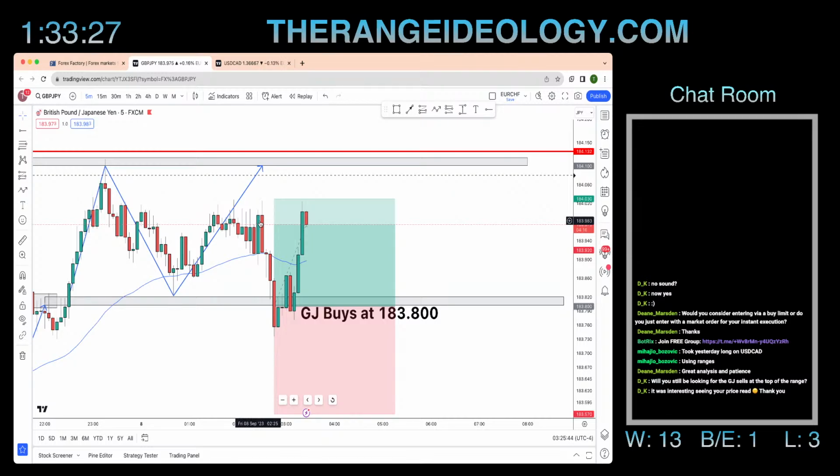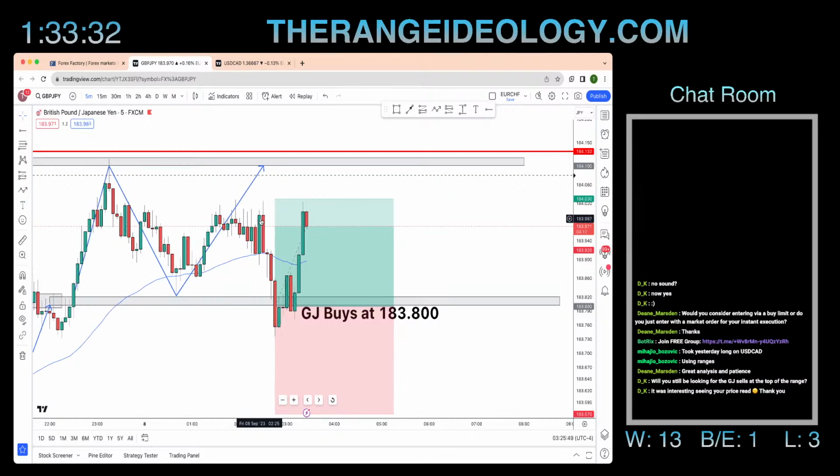But again, have to be careful. Even if you're a pip or 2 pips shy, even 3 pips shy, and even if it's a clean move, you can close off, right? You'd rather lose 1 or 2 pips than lose 10, 15 pips, right? So be very careful with that.